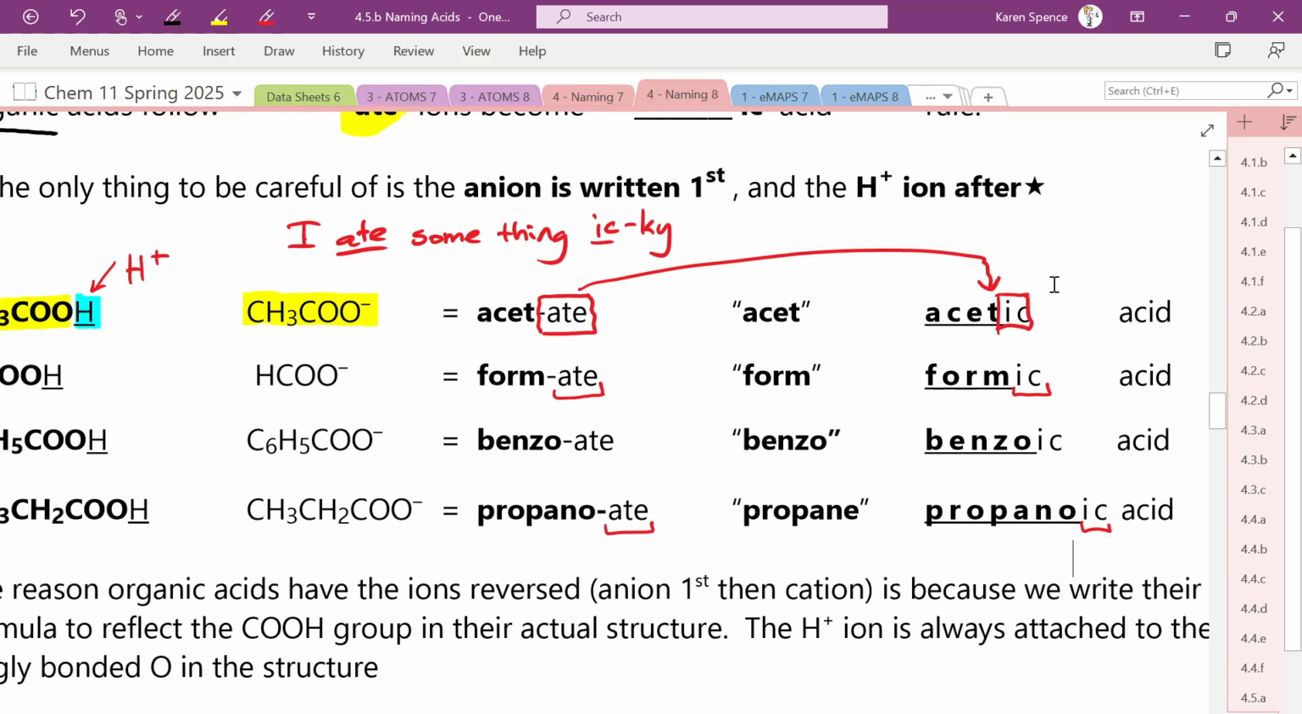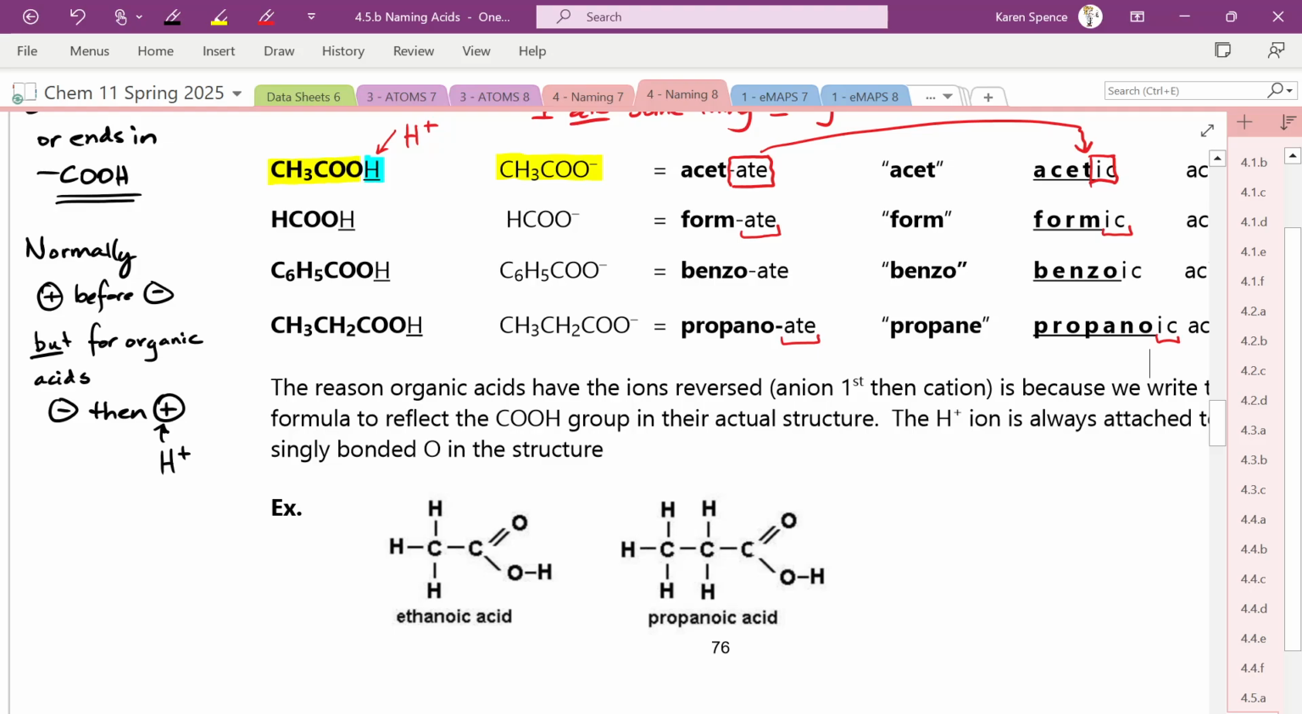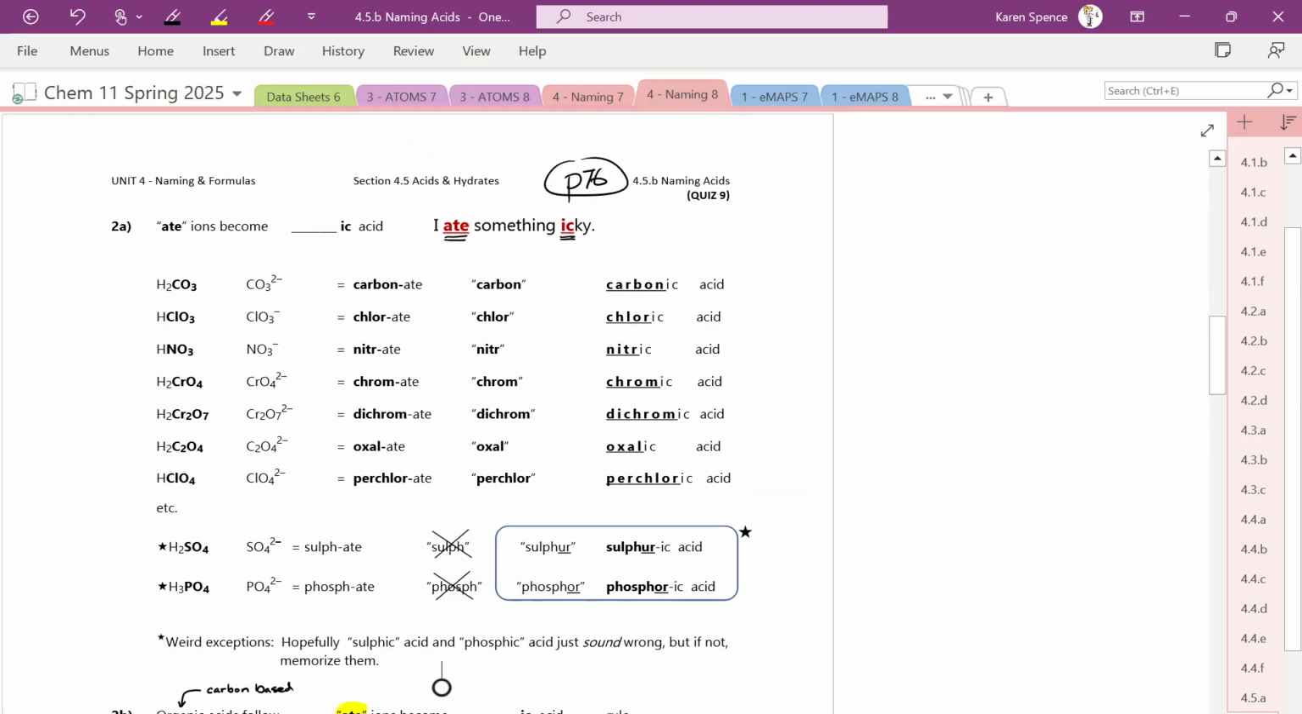Now, if you're interested in knowing why the hydrogen goes at the end, we're going to look at that. You don't have to know this. You don't have to understand it. So if you look at this and you're like, that's just too complicated for me, I don't care, you don't need to care this year. Okay?